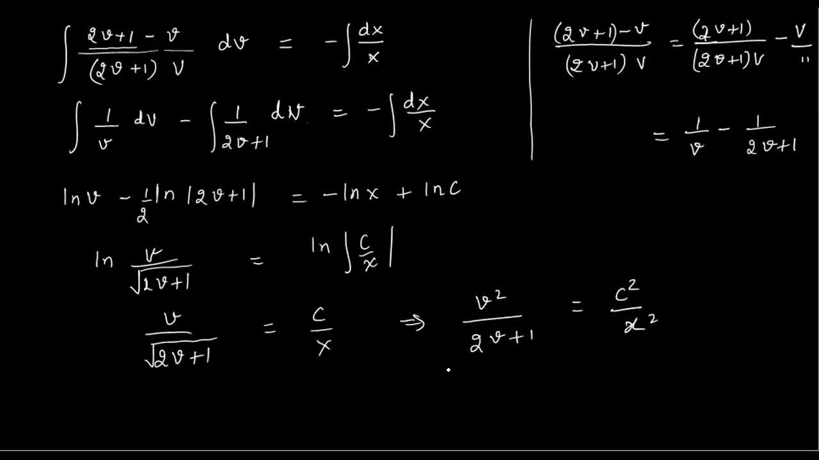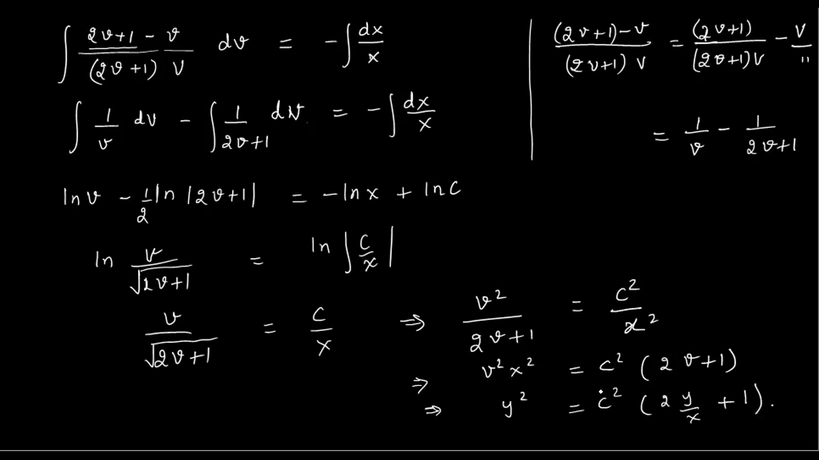Cross multiply, and now plugging v equals y over x, we end up getting v square x square equal to c square times 2 times v plus 1. Otherwise, we can rewrite, as vx is y, so this is y square equal to c square times of 2 times y over x plus 1. This is the final solution of the given differential equation.